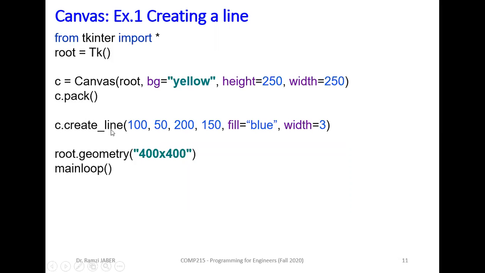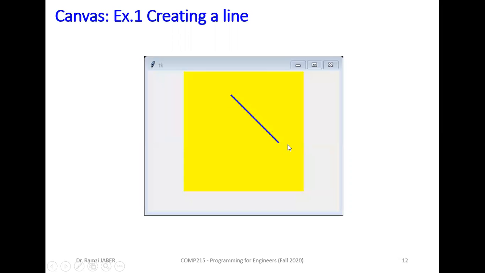Now we want to add the line from the first point to the second point. Fill it with the color blue and width 3, which gives us this line. So how to measure? This is x equal 100, from the left of the canvas to the first point. From the left of the canvas, not of the window. X equal 100 from the canvas itself, not the main window.